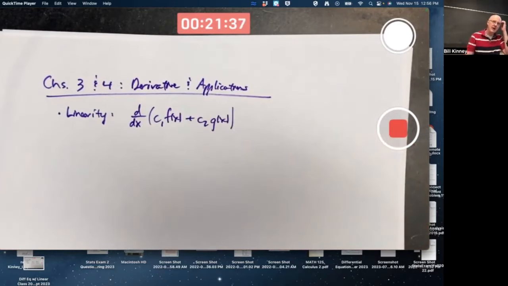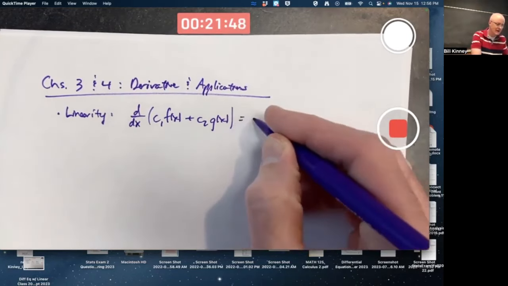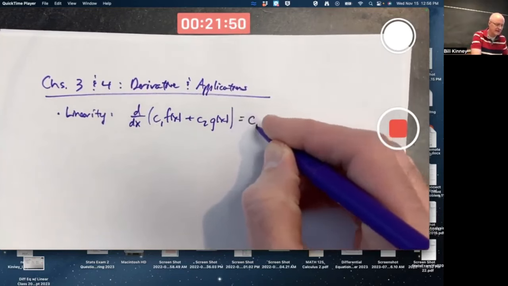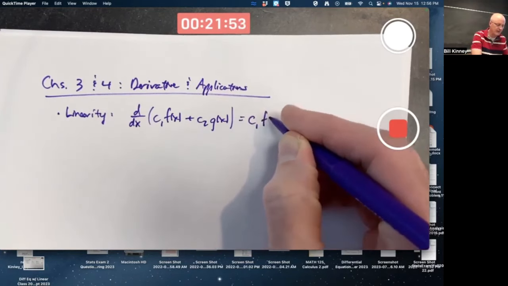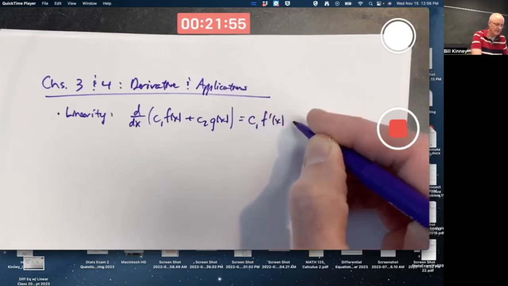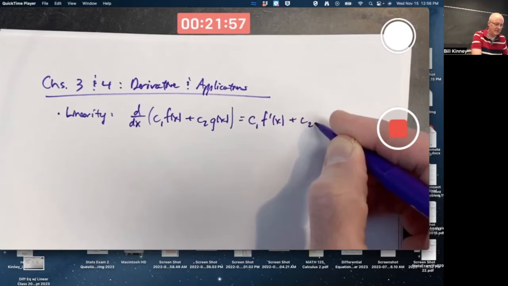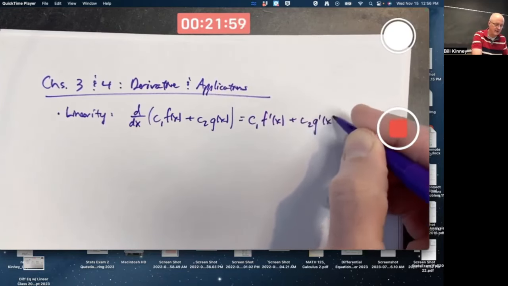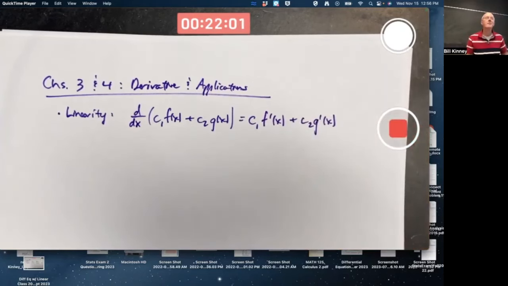Any finite number of functions. We apply this rule all the time when we take derivatives of polynomials that maybe have 5 or 6 or 7 terms. We say the derivative is the first constant, C1, times the derivative of the first function, plus the second constant, C2, times the derivative of the second function, g. That's called linearity. Another name for it is the superposition principle.